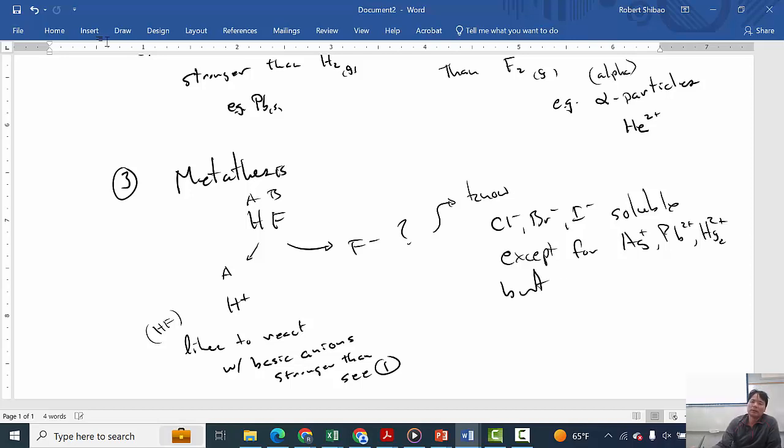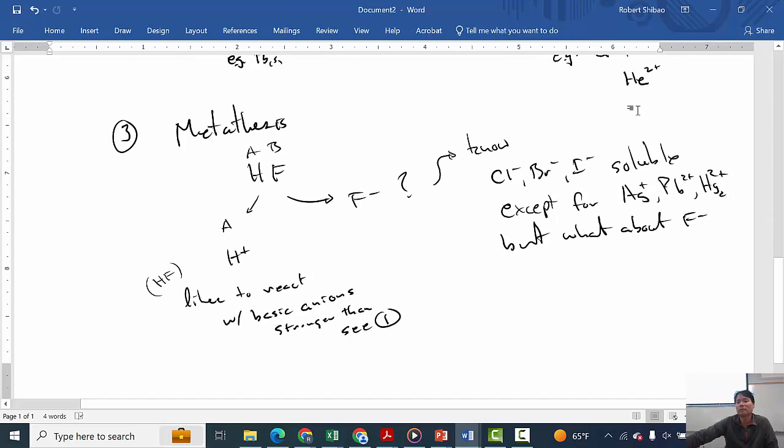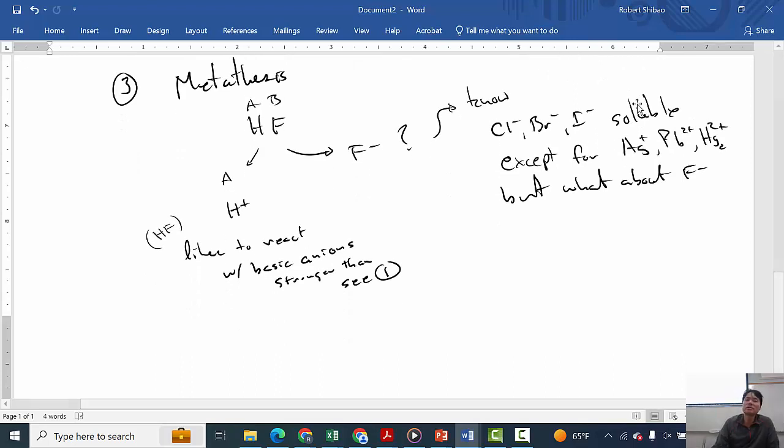But what about fluorides? Was that just a typographical omission, or was that an intentional omission? And the answer is it was intentional. Fluorides are excluded from here. Fluorides have many more exceptions.